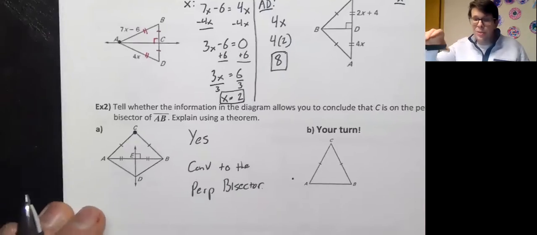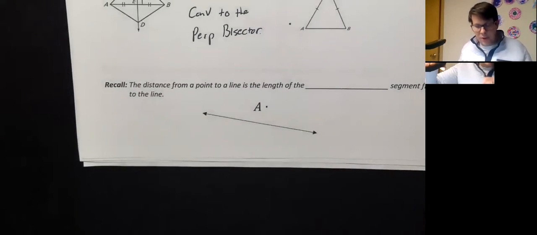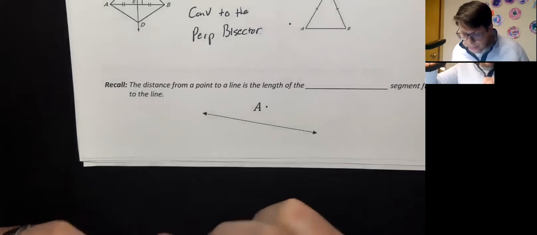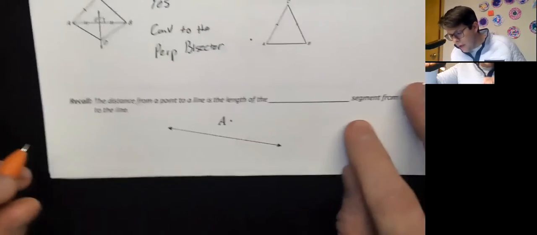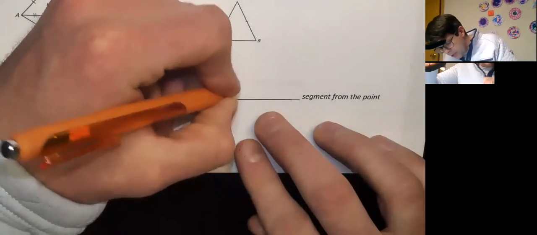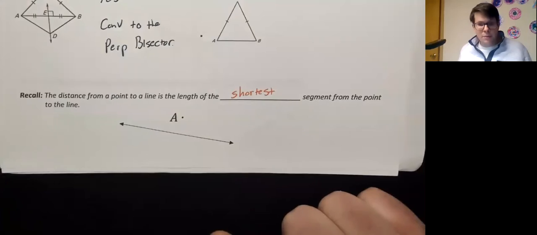In order to make sure that we are going to be clear on our next 2 theorems, because we've got 2 more to take a look at, there is something that I want to remind you about, and it's right down here. I want you to recall that the distance from a point to a line is the length of the shortest segment from the point to the line.